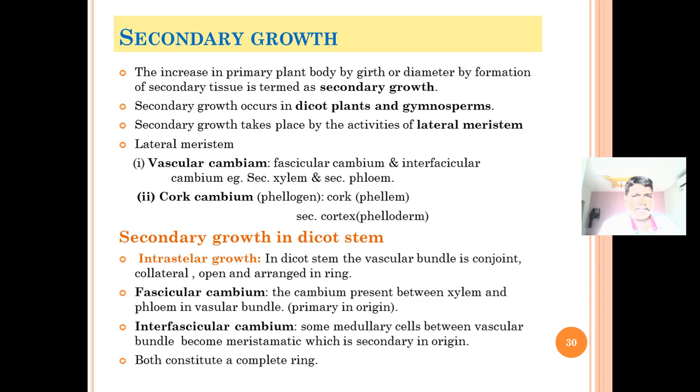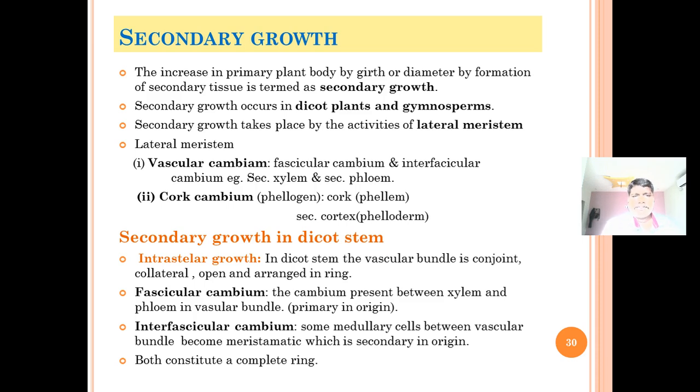Secondary xylem, secondary growth. Secondary growth is when the primary plant body undergoes further growth in girth, or the diameter of the plant is increased. So we call it secondary growth. Secondary growth occurs in dicot plants and gymnosperms, especially; it is not reported in monocots, but in some monocots secondary growth also takes place. So why does secondary growth take place?